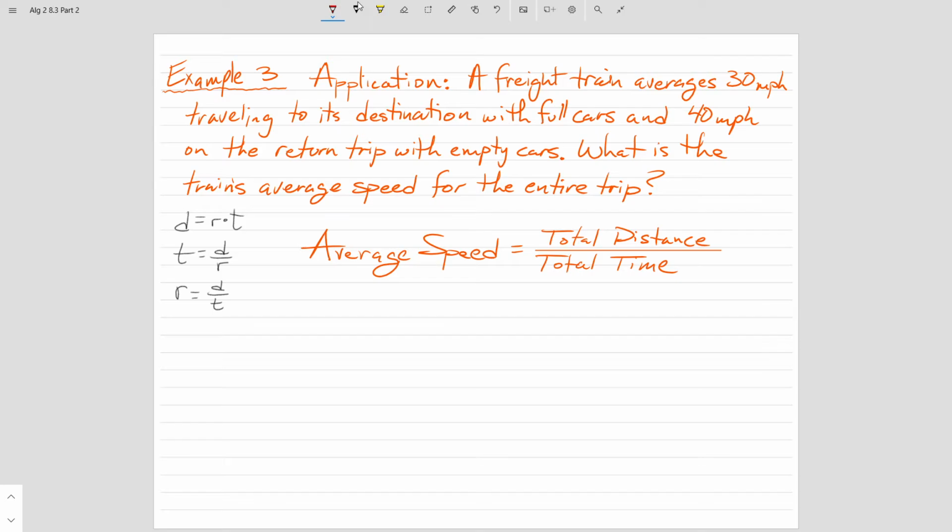Okay, last example, we're going to do it together. So I thought it would be good to have kind of a word problem style question in here, just so that you can get used to seeing questions done differently. So it says a freight train averages 30 miles per hour traveling to its destination with full cars and 40 miles per hour on the return trip with empty cars. What is the train's average speed for the entire trip?